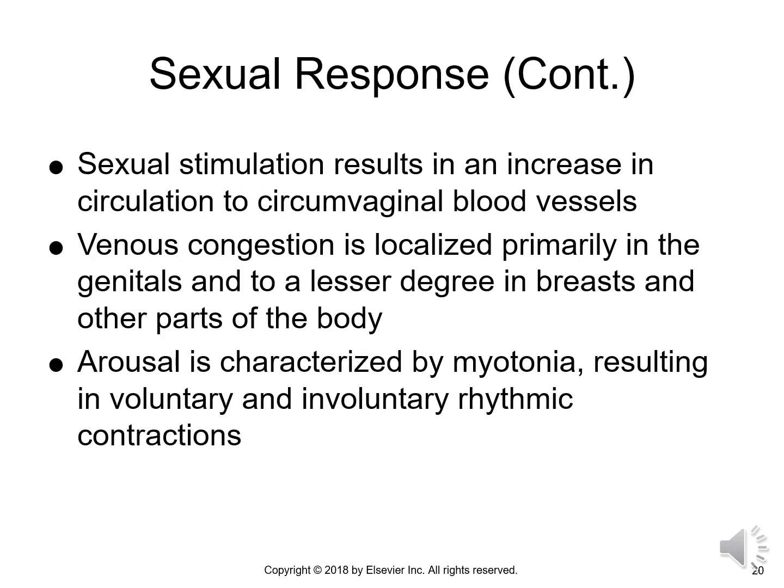Sexual stimulation results in an increase in circulation to the circumvaginal blood vessels. Venous congestion is localized primarily in the genitals and to a lesser degree in the breast and other parts of the body. Arousal is characterized by myotonia, resulting in voluntary and involuntary rhythmic contractions.